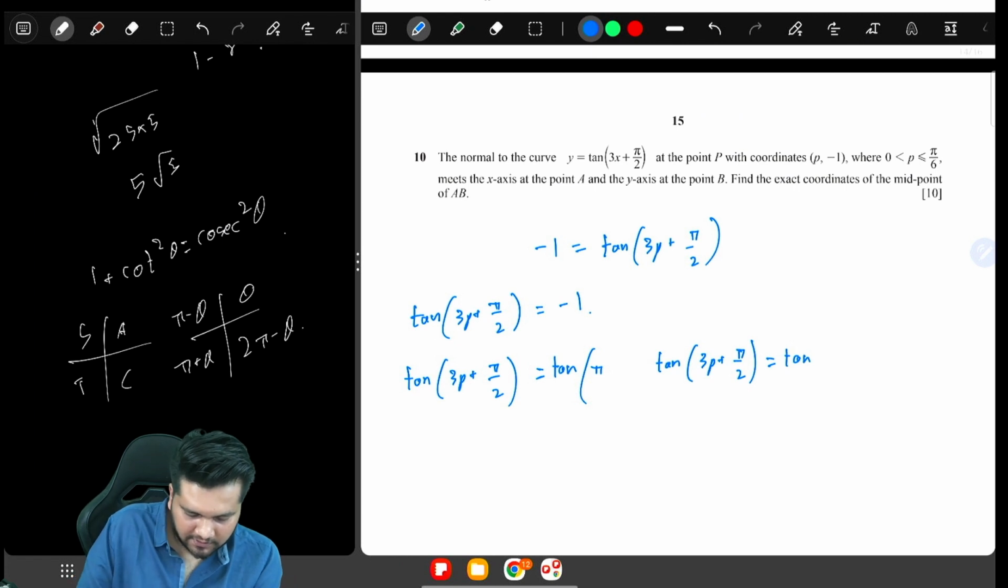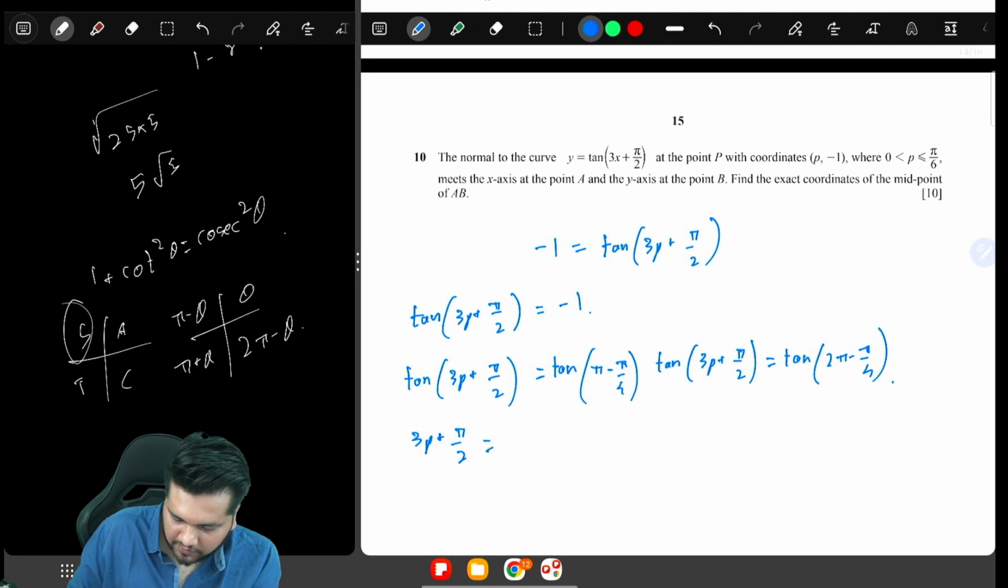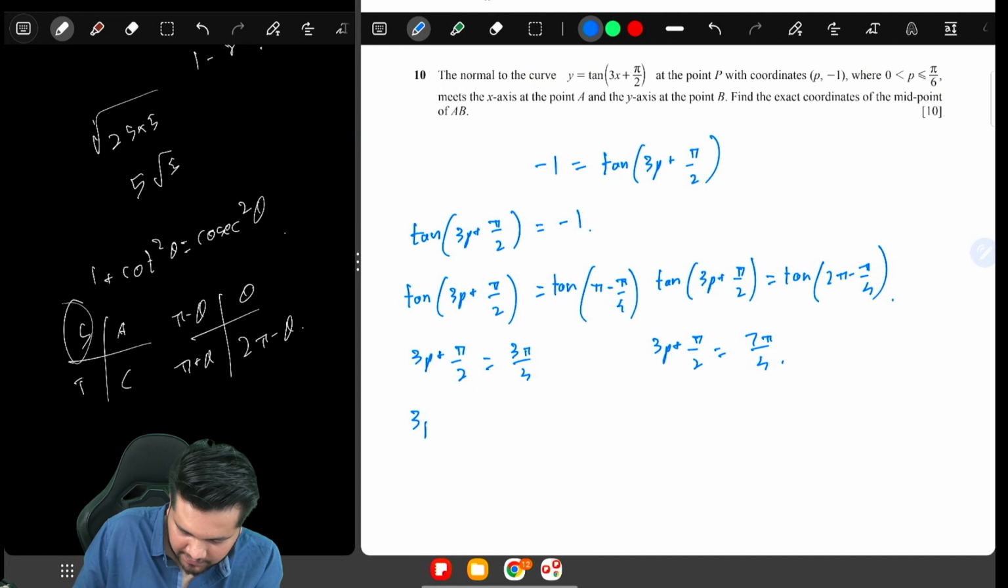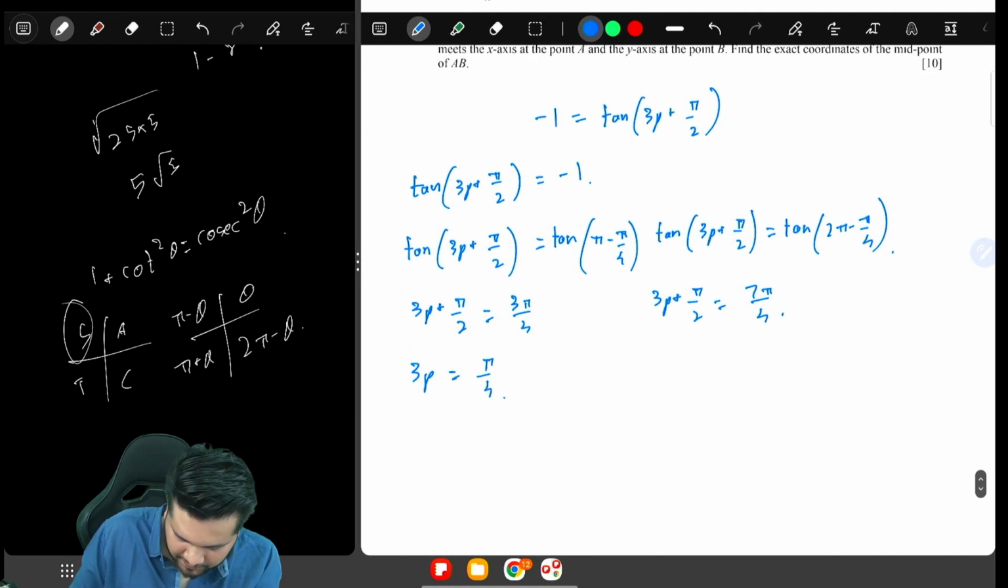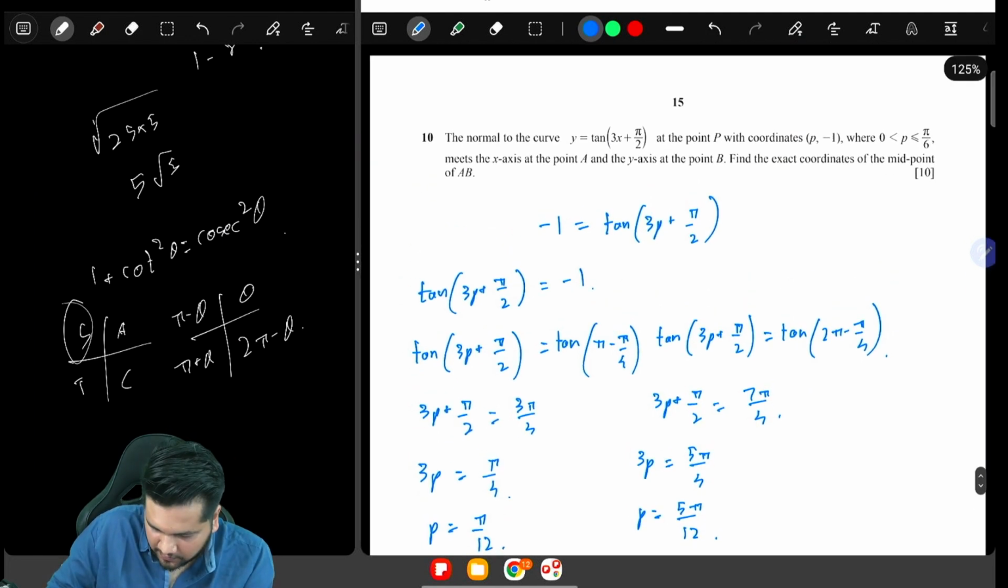So here we will consider this negative tan, so it's going to be pi minus pi by 4, and here we will get 2 pi minus pi by 4, right? So we'll get 3p plus pi by 2 is equal to 3 pi by 4, or here 3p plus pi by 2 is equal to 7 pi by 4. Correct. Now you just have to solve the value for p. So 3p is equal to 3 pi by 4 minus 2 pi by 4. It's going to be pi by 4. So p is equal to pi by 12. Or here 3p is equal to 5 pi by 4, so we'll get p is equal to 5 pi by 12.